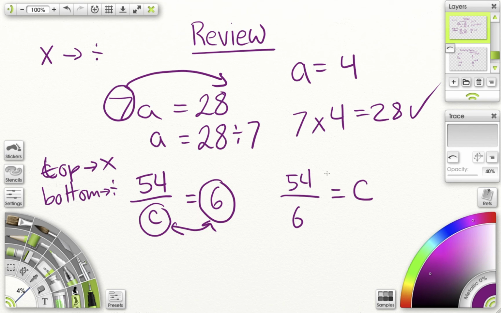So 54 divided by 6 is equal to whatever C is. If I type that into a calculator or use my multiplication tables, 54 divided by 6 is equal to 9. So I know C equals 9. Now I just punch that into my original problem. So I do 54 divided by 9 is equal to 6. I make sure that this is true. If it is, I'm good and I've done it correctly.